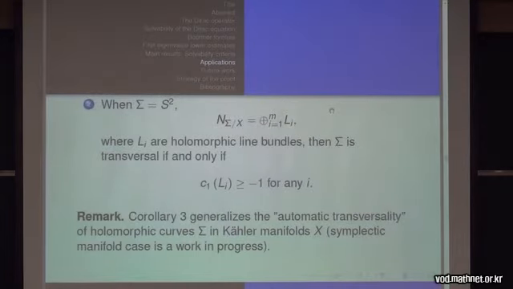So we recover this theorem, and our result generalizes the automatic transversality to higher dimension, higher codimension, and higher genus, because in Markov's result she requires that the genus is 0, and in our case there's no condition on the genus of the curve.